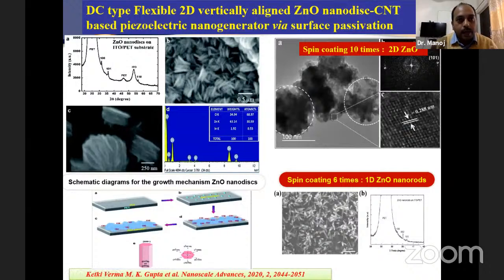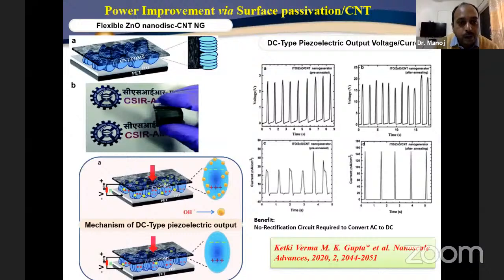Similarly, a two-dimensional nano disc kind of morphology we have developed on the ITO substrate. Two control experiments we have performed: one-dimensional morphology and two-dimensional morphology without any doping, because such 2D morphology is only obtained by the doping. We have also developed conducting carbon nanotube in our lab, and that carbon nanotube we have utilized as a top electrode.